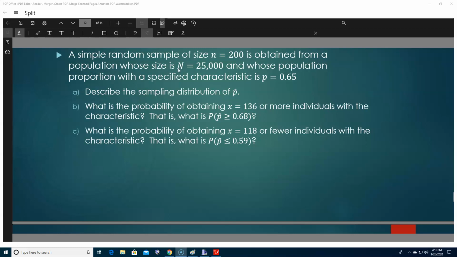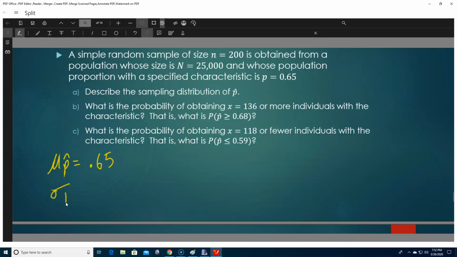A simple random sample of size n equals 200 is obtained from a population whose size is big N equals 25,000 and whose population proportion with a specific characteristic is p equals 0.65. Describe the sampling distribution of p hat. So to describe the sampling distribution, we need an average, so we need mu p hat, which is easy because it's just p every single time. There's nothing to change. So that's 0.65.